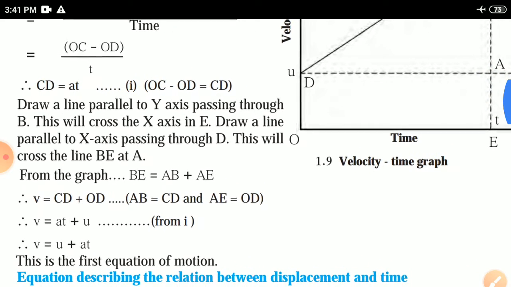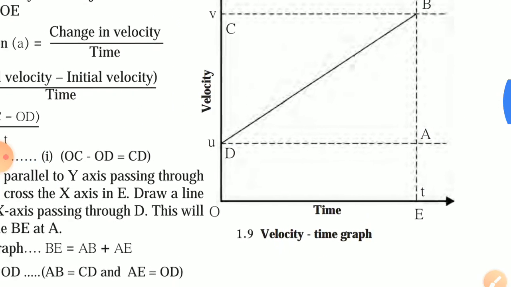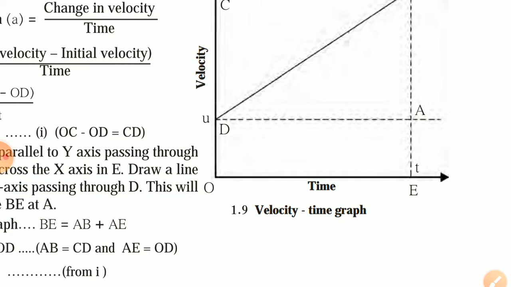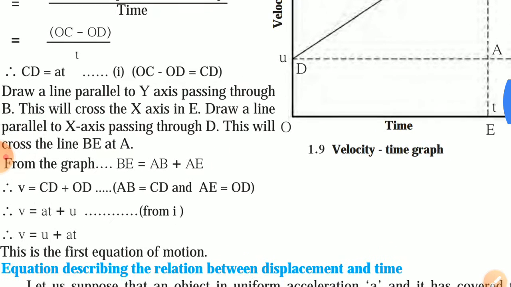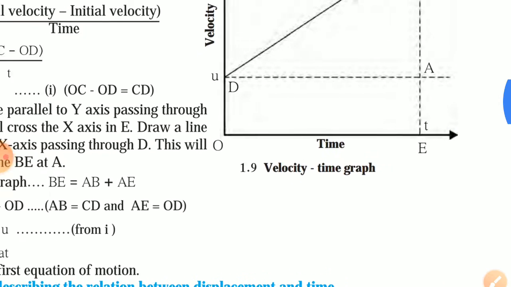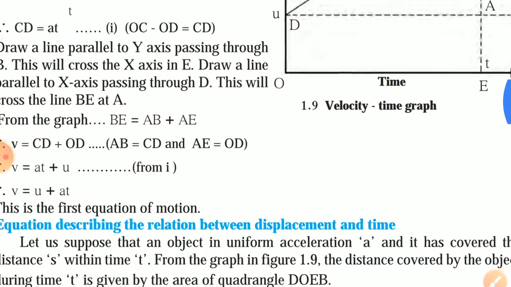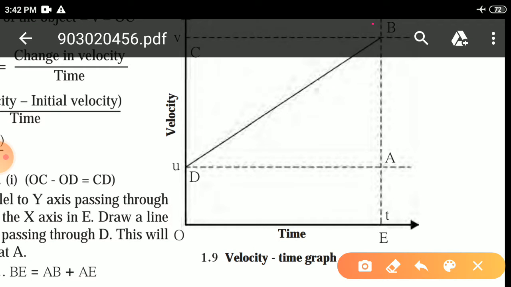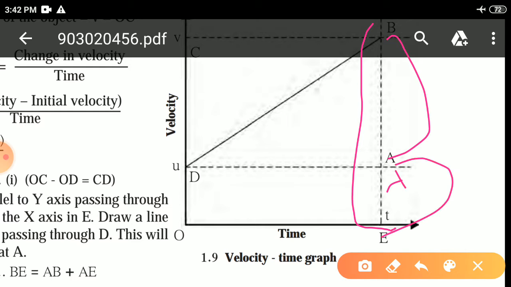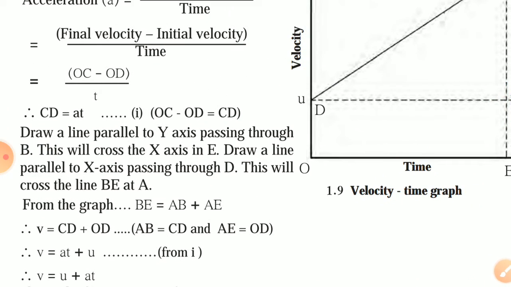Now come to the next one. Draw a line parallel to the y-axis passing through the point E, and draw another line parallel to the x-axis through the point D. This will cross the line BE at point A. Now from the graph, BE is equal to AB plus AE.